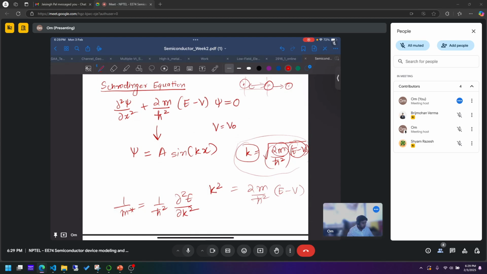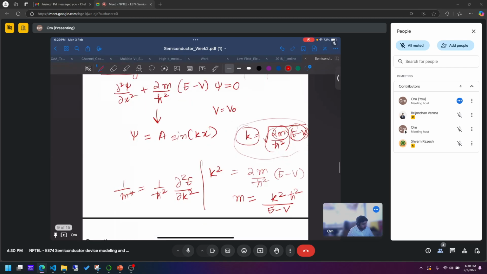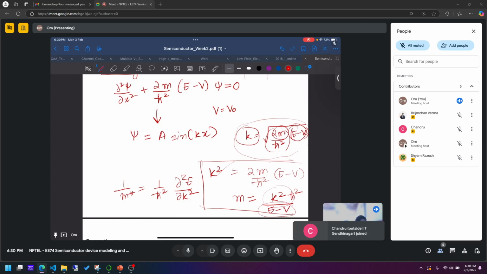So, what we see from here also, if m is our concern, m is k square upon E minus V, h cross square. Okay, so this is actually not correct. I have made a very crude approximation here, but we can see m will be large if energy is lower and k is higher. So for the same value of k, if E is higher, then your m will be lower.